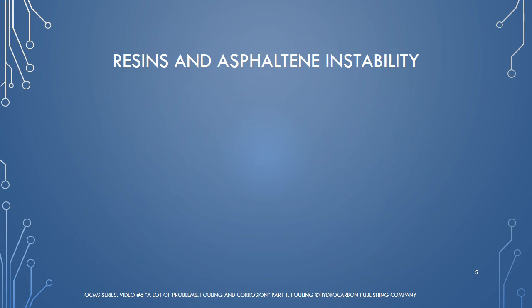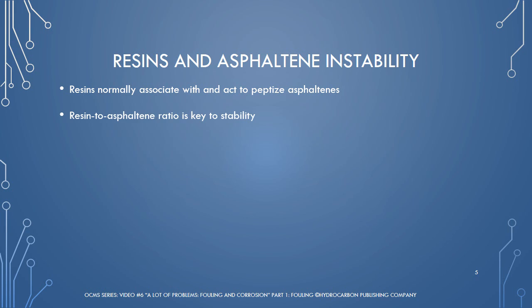The resins in petroleum normally associate with the asphaltenes and act to peptize them. Key to oil stability is the ratio of resin to asphaltene. If the resin to asphaltene ratio is too low, not enough resins are present to peptize the asphaltenes and the molecules may precipitate out of the solution and present a fouling problem.